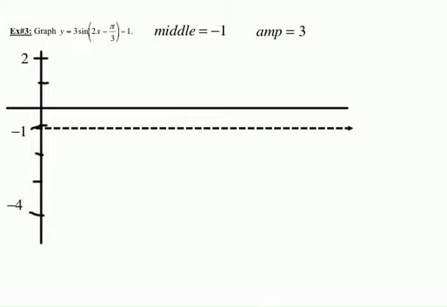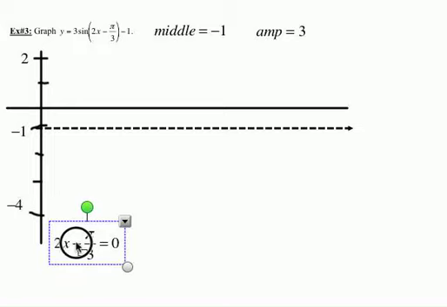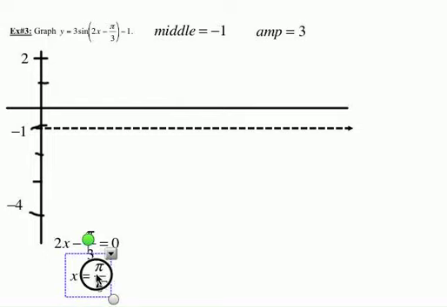So the normal period of sine starts at 0, ends at 2 pi. So I'm going to set the parentheses part equal to 0. So 2x minus pi over 3 equals 0. Add pi over 3 to both sides. Divide by 2. x equals pi over 6. So my graph is going to start at pi over 6.